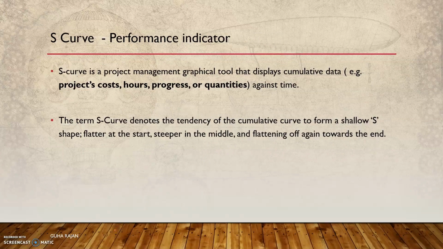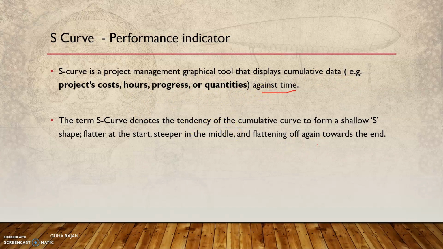Now that you have understood the earned value analysis, we look at the S curve. The S curve is commonly used because it provides a visual indication of whether you are lagging behind in schedule or overspending. Generally, tools like MS Project or Oracle Primavera can create the S curve. Just by looking at the graph, you'll know whether you're behind schedule, on track, or ahead of schedule. So the S curve is a project management graphical tool that displays cumulative data, for example project cost, hours, progress, quantity against time.